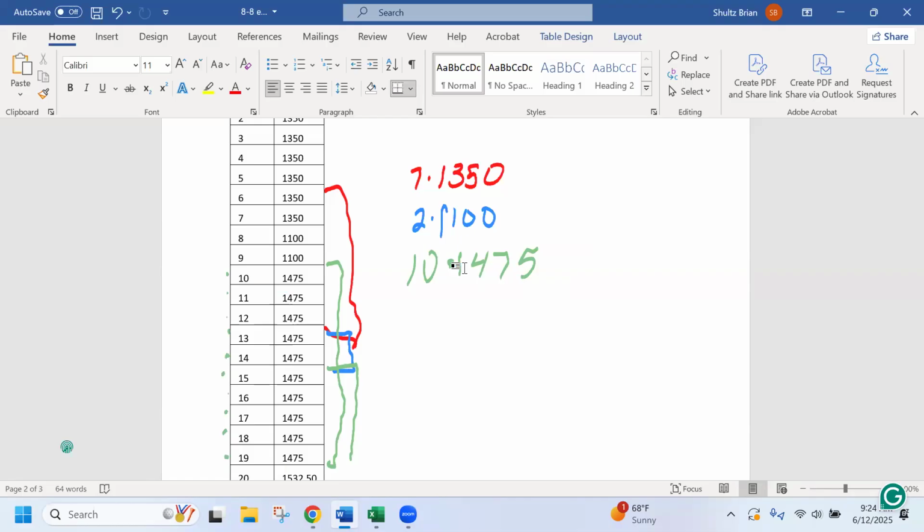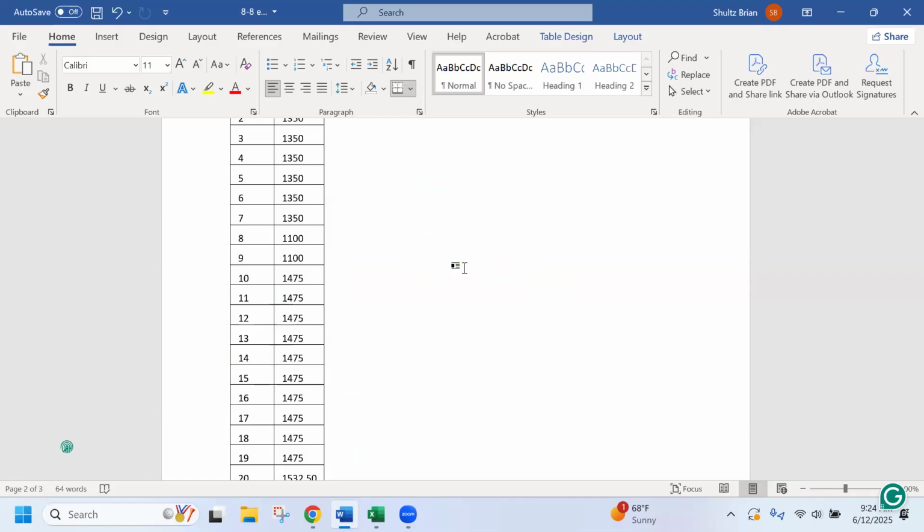I'm going to clear my writing. Oh, that was not smart. I should have erased. Sorry. So I'm going to rewrite. I've got 10 times 1,475. I had 2 at 1,100. And I had 7 at 1,350.